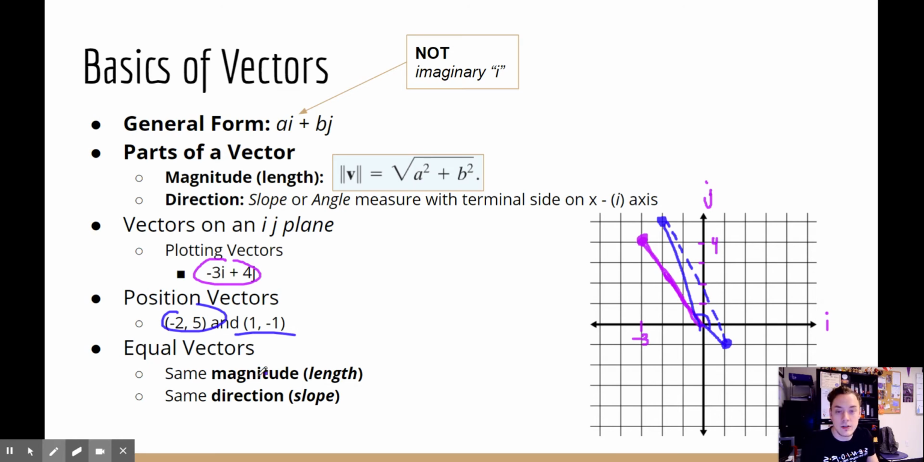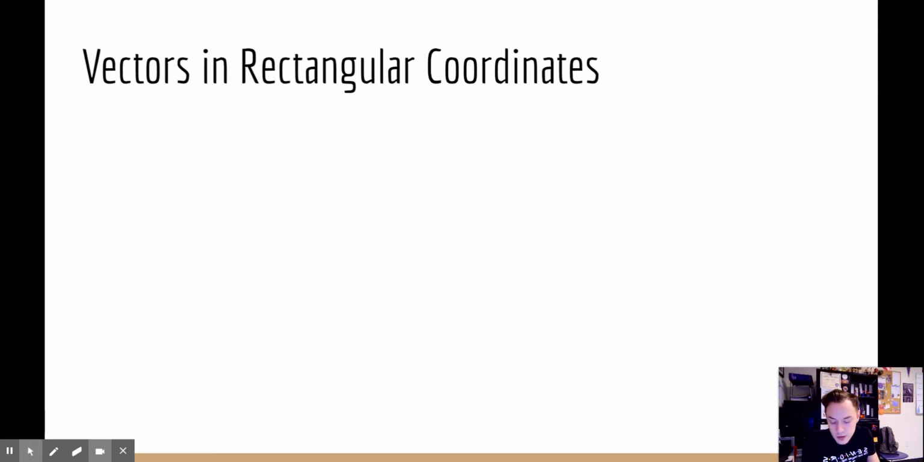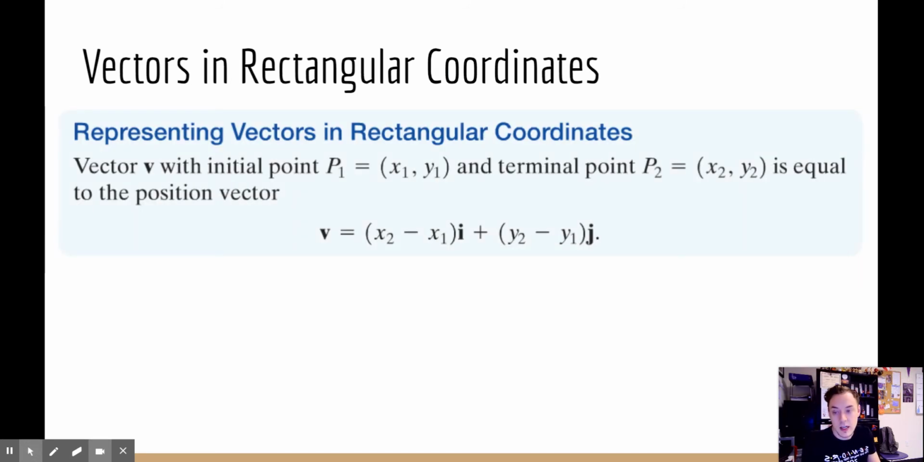I'm not going to go into depth anymore with plotting them because it's very standard. You plot them exactly how you would a normal XY plane point. And that's pretty much it. You would plot them exactly how you would a normal XY plane point because it is a rectangular form, just like complex numbers. So vectors in rectangular coordinates.